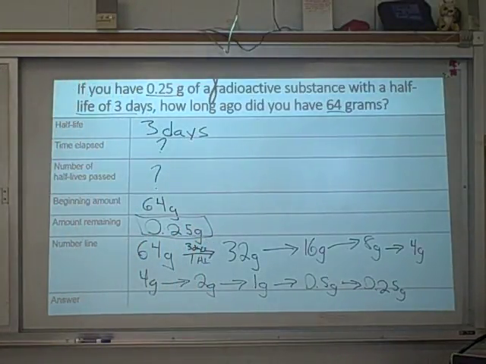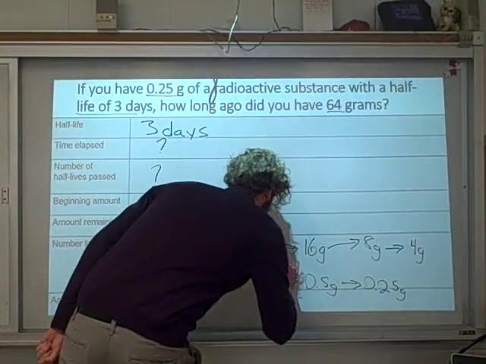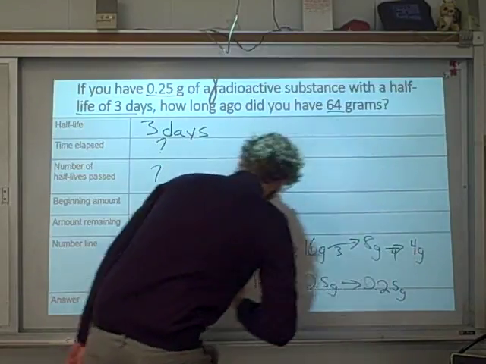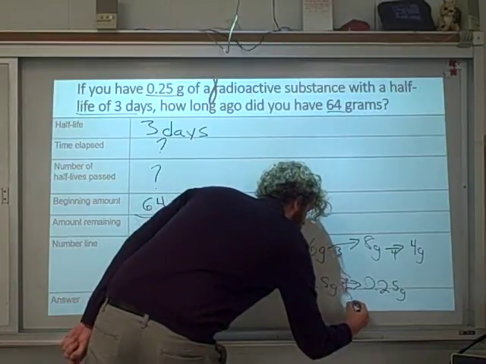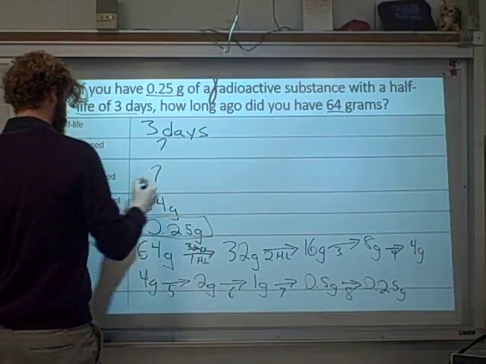Now we have to count how many half-lives have passed. Here's 1 half-life, 2, 3, 4, 5, 6, 7, and 8. So the number of half-lives that have passed is 8.